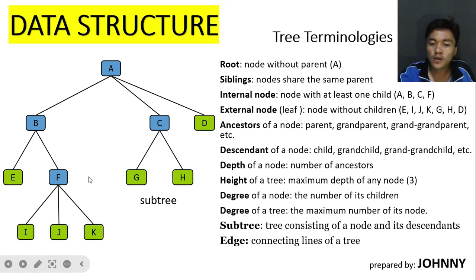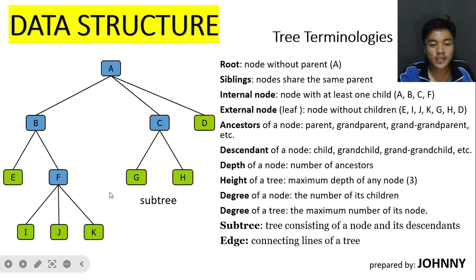And then the degree of a node is the number of its children. Okay, so here's what it means. The degree of A is 3 because A has 3 children, B, C, and D. And the degree of B is 2 because it has 2 children, E and F. The degree of C is 2, and the degree of F is 3.